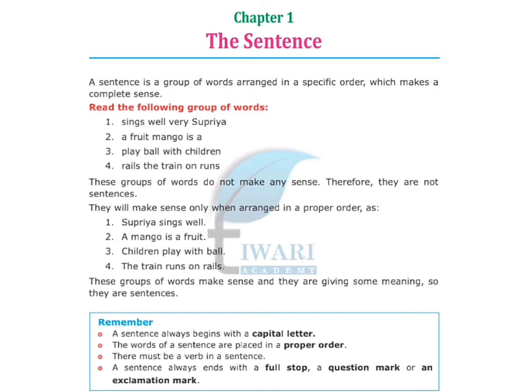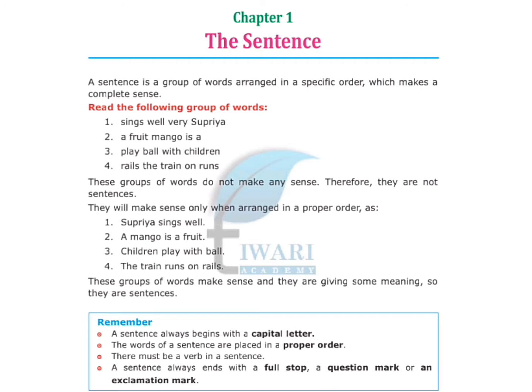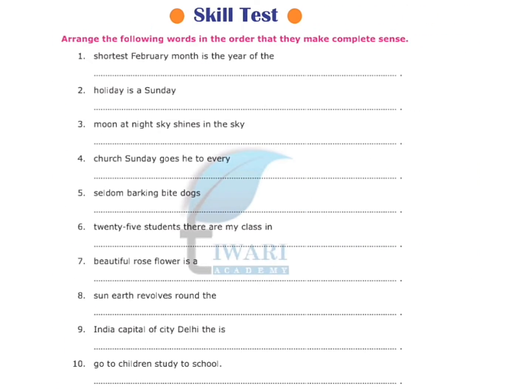So they are sentences. A sentence always begins with a capital letter, and the words of a sentence are placed in a proper order, and a sentence always ends with a full stop, a question mark, or an exclamation mark. This one I already told you in the previous class. Okay, so now look at this skill test, and I have already sent you this one also.